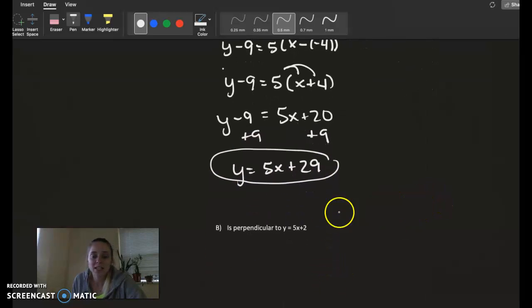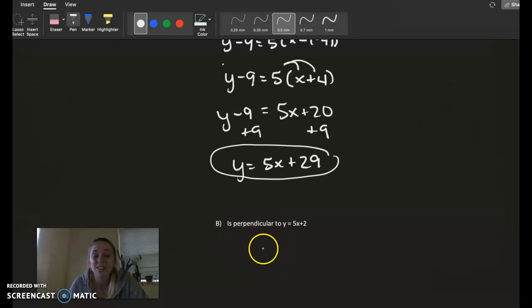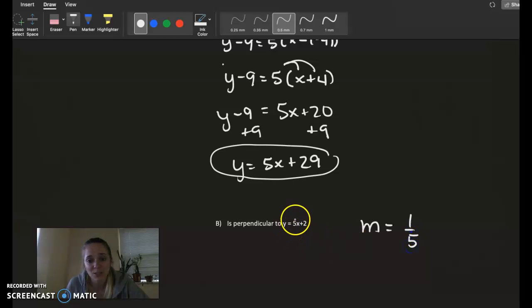And then in the second part of this problem, it's very similar, except finding the slope is the different part, right? Because what do we know about the slopes of perpendicular lines? We know that the slopes of perpendicular lines are opposite reciprocals. So the slope of this line is 5. So what is the reciprocal of 5? That would be 1/5. And this one was positive, which means our slope is going to be negative.